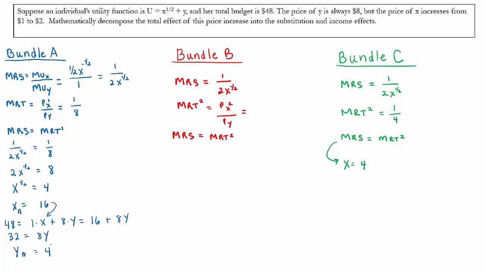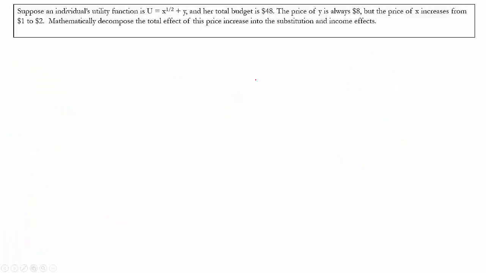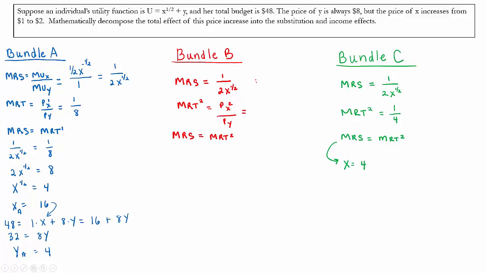Now we turn to Bundle B. Bundle B is a hypothetical bundle. It represents the bundle that would be chosen if utility is held constant at the level of Bundle A, but the price of X in terms of Y is allowed to change to reflect the now higher price of X. Because the utility function has not changed, the marginal rate of substitution has also not changed. However, the price of X has changed, so now the MRT is 2 over 8, which is a larger 1/4.